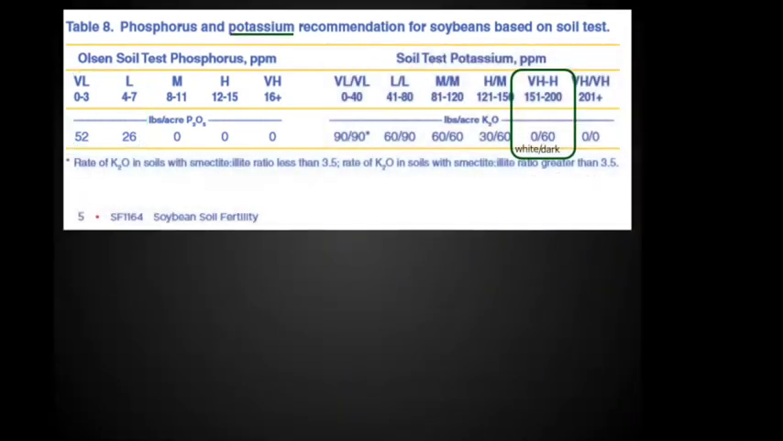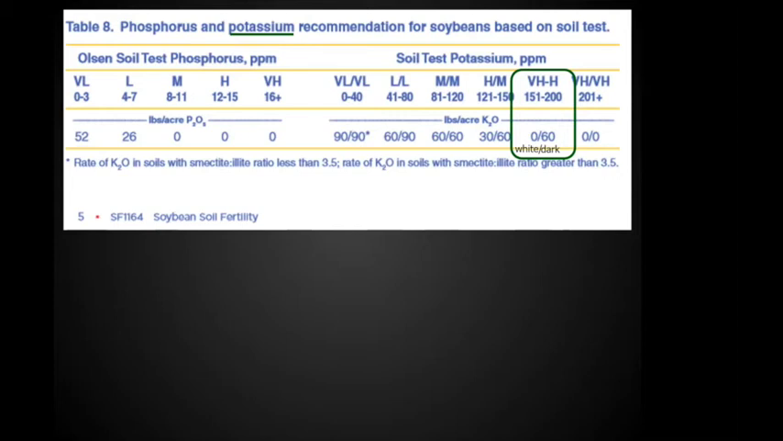Okay, so how about potassium? As hopefully most everyone knows, we have revised our potassium recommendation based on the clay content in soils. And rather simply, it's a ratio of the smectite clays to illite. If the ratio is reduced, less than 3.5, that means there's more illite present, and if more illite is present, that means that the K is likely more available for the crop. If the ratio is high, greater than 3.5, that means more smectite, and especially under dry soils, that means that there may be less K available for our crop.